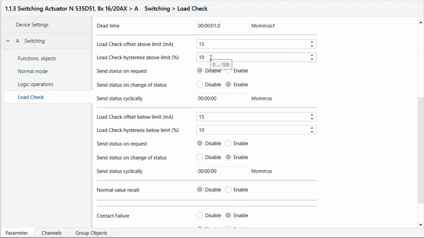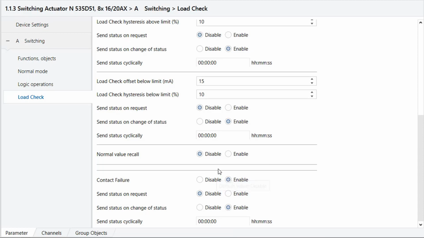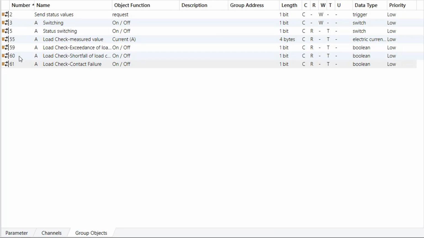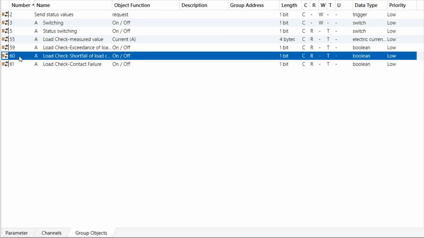If exceedance of load check limit value, shortfall of load check limit value, or both are selected, then these configuration options are available. Load current normal value in milliamperes. The normal value corresponds to the expected target current value for threshold monitoring at the output in milliamperes. A dead time is entered that can be set to 1/10 of a second. For both threshold monitoring options, a corrective offset in milliamperes, a hysteresis in percent, and corresponding status information is available.